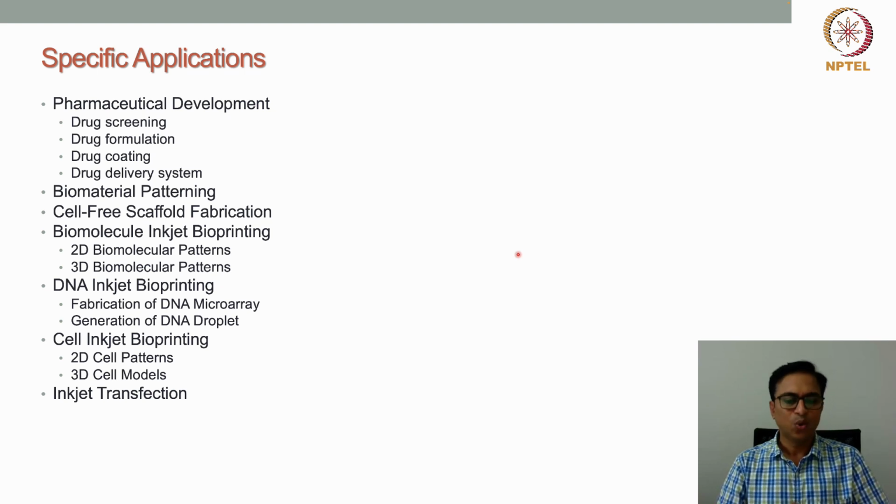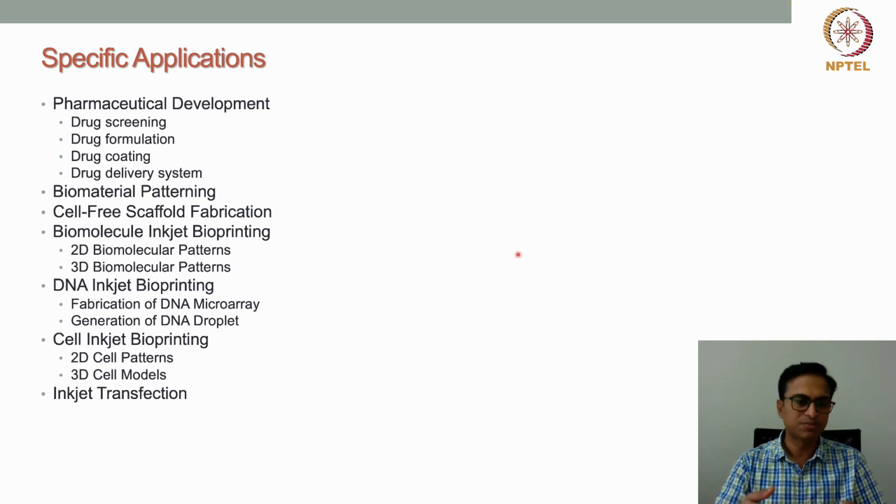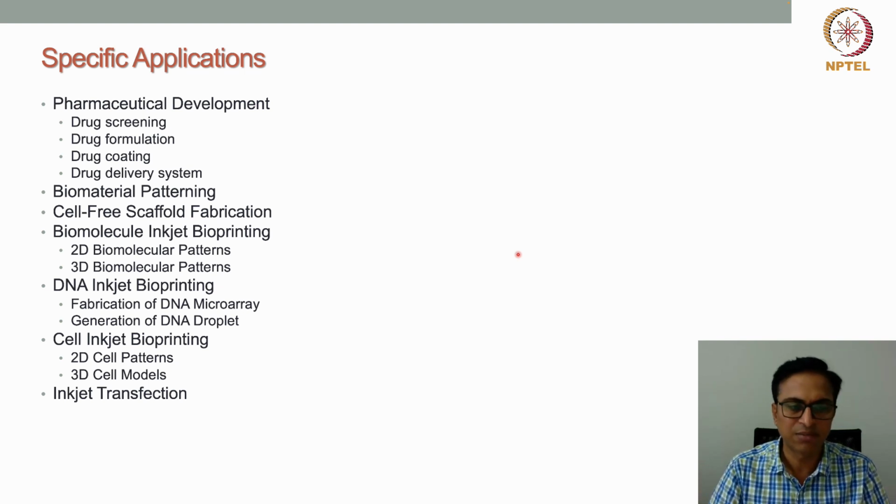Similarly, for biomolecule inkjet bioprinting, we can create 2D biomolecular patterns or 3D biomolecular patterns, where our interest is to use proteins or any other biomolecule, and then we create either 2D patterns or 3D patterns. Then we can do various studies. We can do some fundamental studies, such as how the cells respond to these biomolecular patterns, or any other type of studies can be easily done.